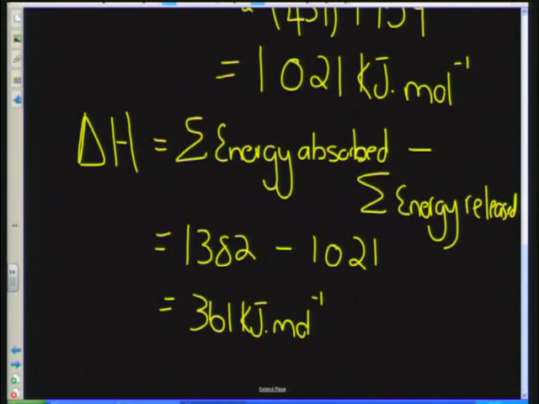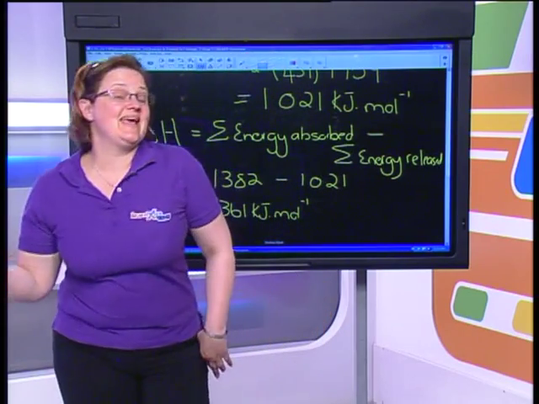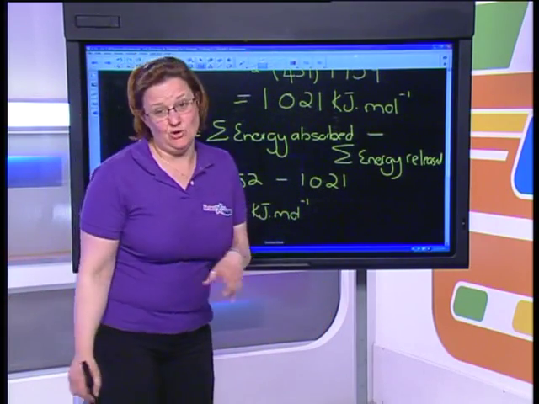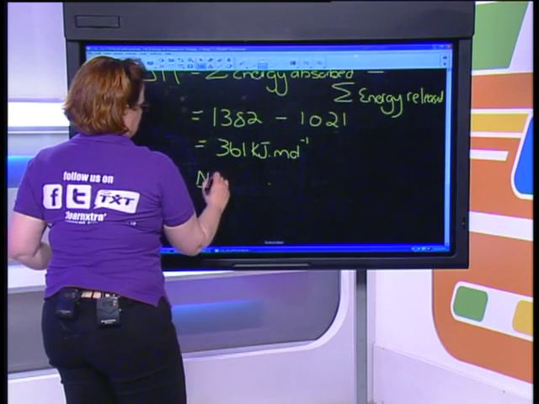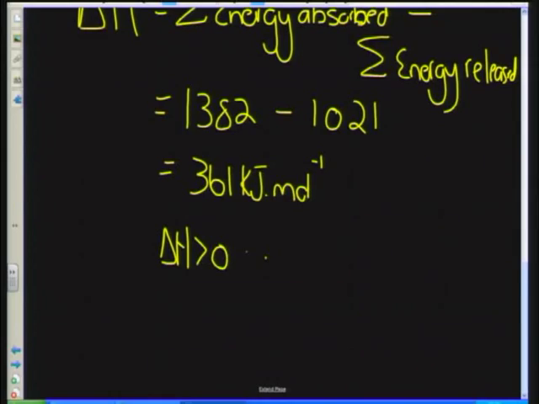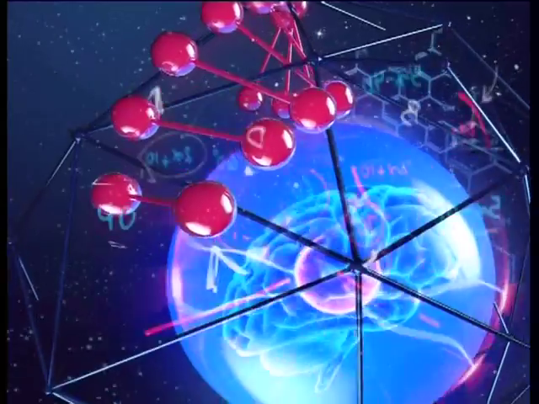Now, earlier today, I said to you that if delta H is greater than 0, then it is an endothermic reaction. This is very endothermic. So this reaction, because delta H is greater than 0, is an endothermic reaction. Okay, it's endothermic.